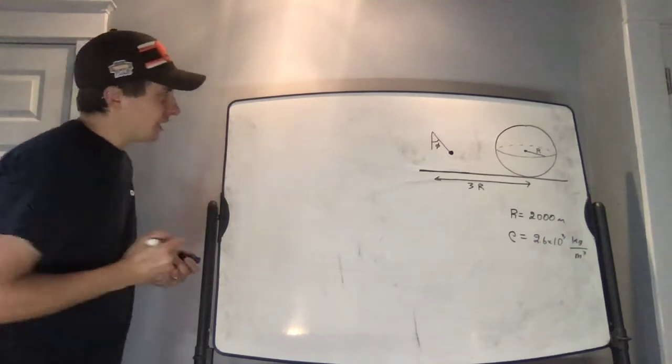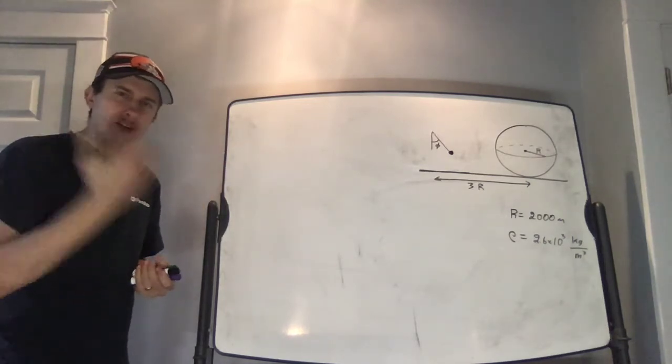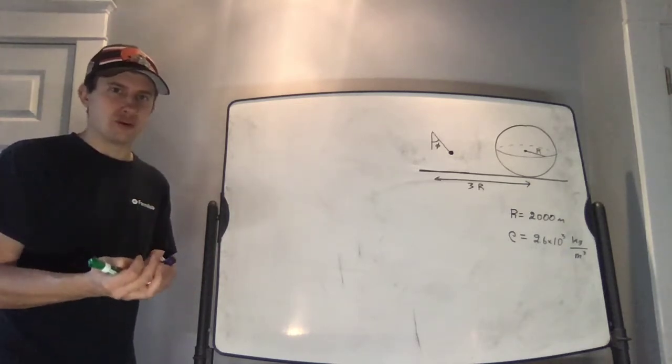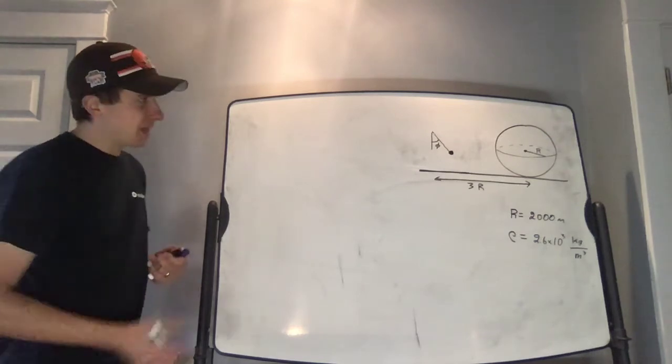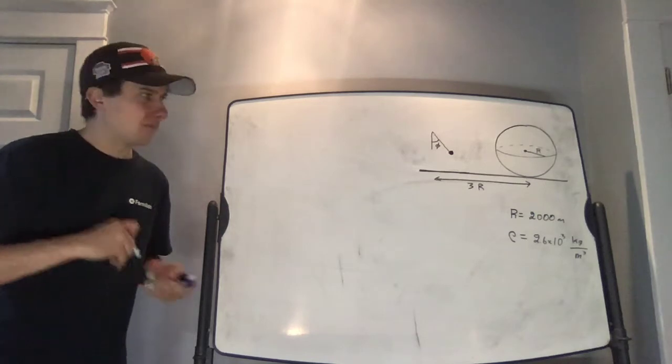Now, in the picture that I drew, the gravitational force of the mountain is actually going to be very, very tiny compared to the gravitational force due to the Earth pulling on the mass. But I needed to exaggerate this picture just to make it easier to draw.